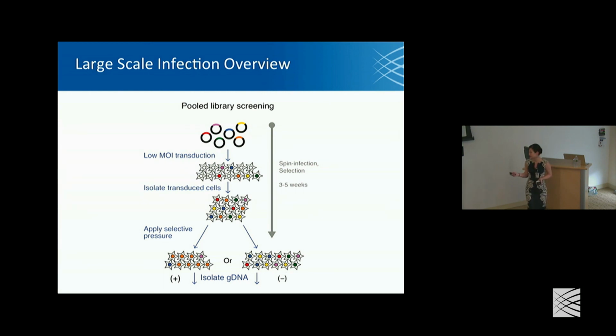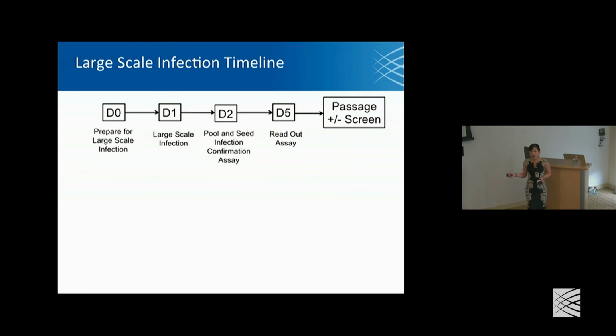Our general timeline for preparing for large-scale infection is going to be day 0, which is going to be our preparation for a large-scale infection. This can take more than just one day. Then we'll proceed to large-scale infection. Day 2, we will pool and seed our infection rate confirmation assay and also split into replicates. Then on day 5, we'll read out our assay, and then from there, we'll proceed to passaging in either a positive selection or a viability screening mode.